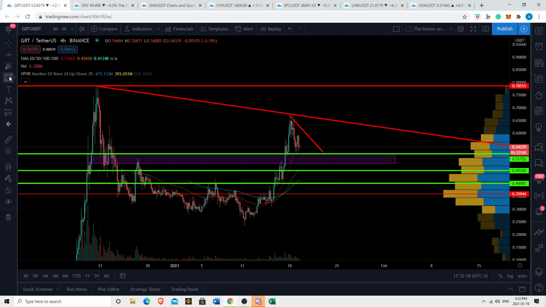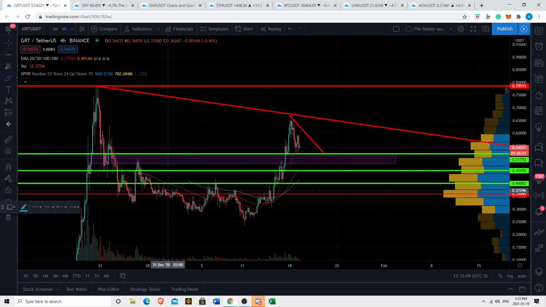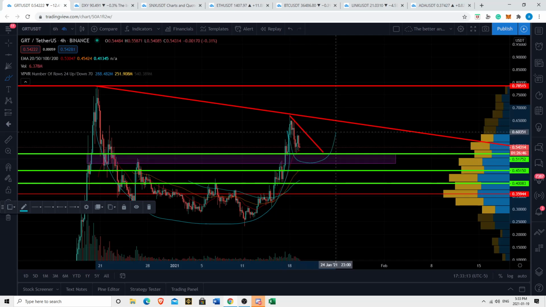And by the way, I'm just going to say one last thing before we go. I don't see that we're doing this yet, but I wager that we could be doing this. Perhaps forming a cup and handle. Perhaps. Just perhaps. I don't think that's valid quite yet. We need to see more price action, but it is a possibility.